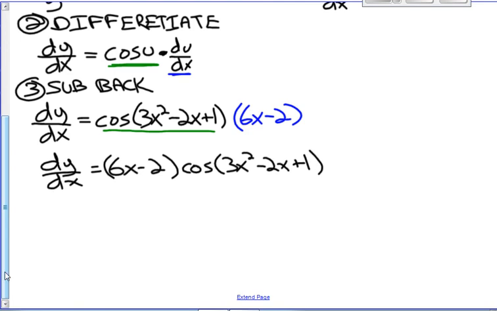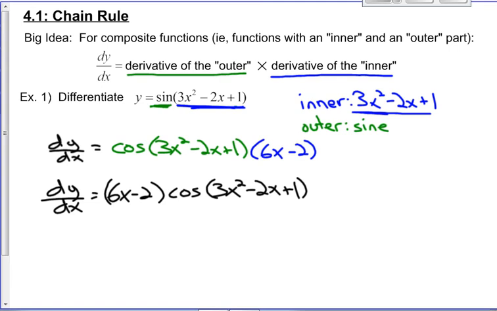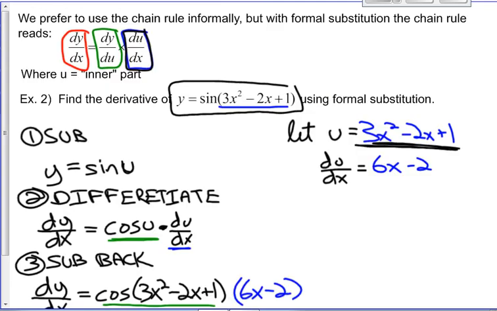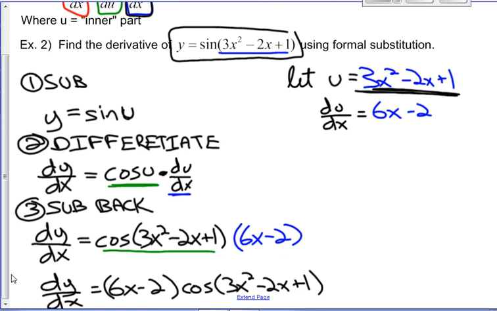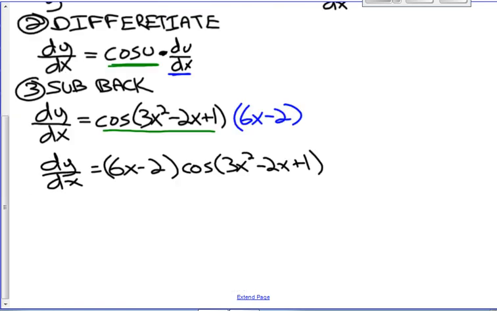Now, let's take a look at the last slide. We got the exact same result with the exact same question. And that's good. We should get the same result. So, which one is more important? It's more important to know the informal way.